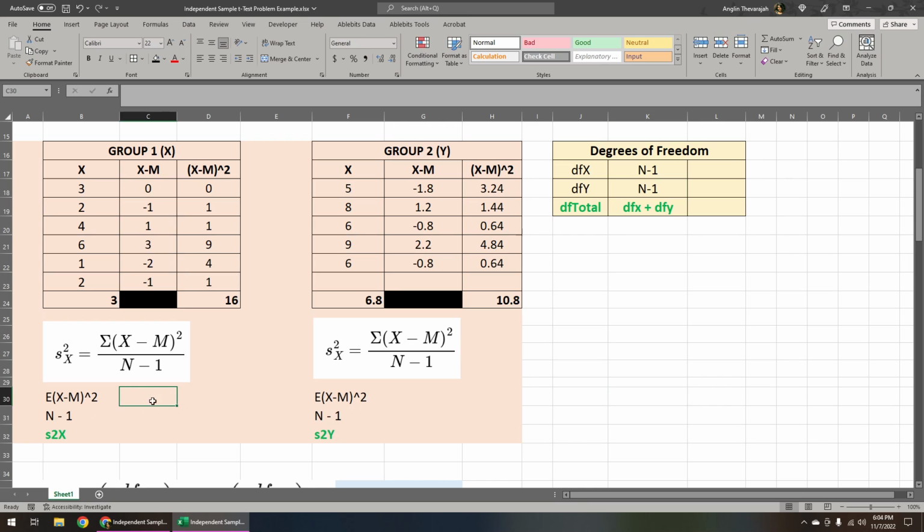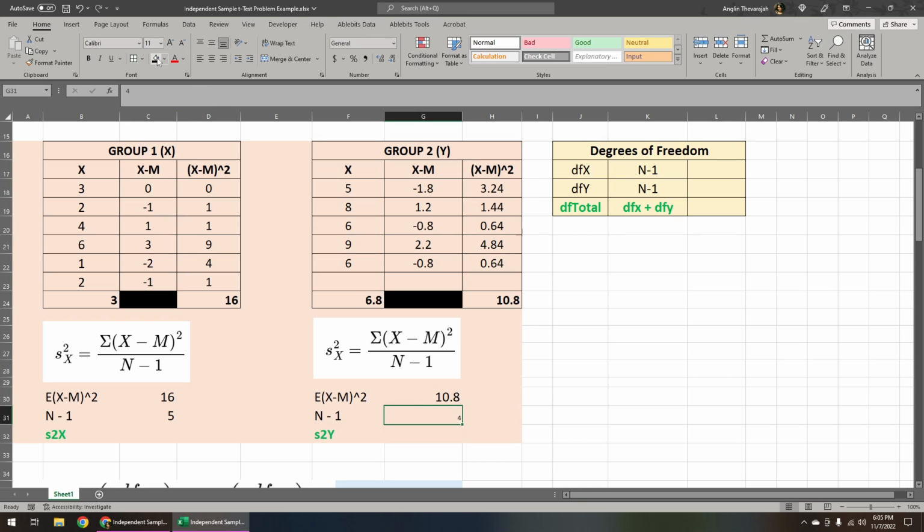Now, in this part right here, you're just going to put the sum of squares number that you got, which is 16 for X. On this side, for Y, it's 10.8. Our n minus 1 for this one would be the sample size for group 1, so that's going to be 6. So 6 minus 1 is 5. And then for this one, there's 5, so 5 minus 1 is 4.